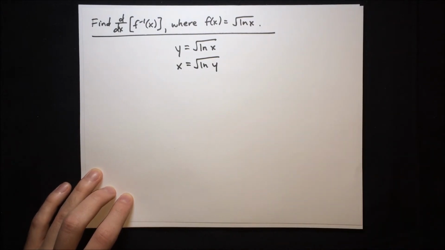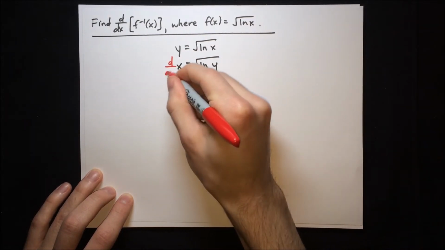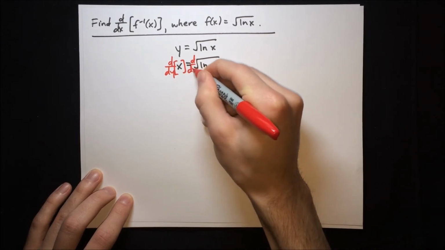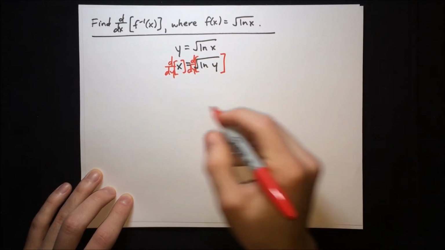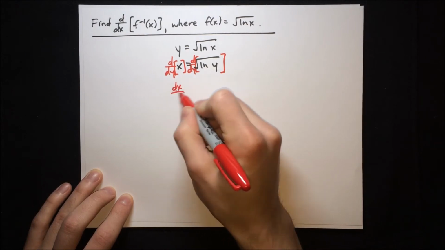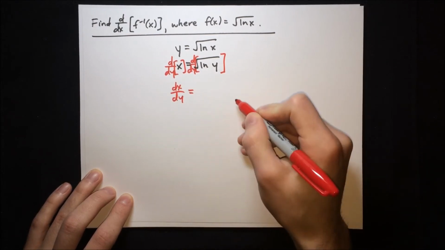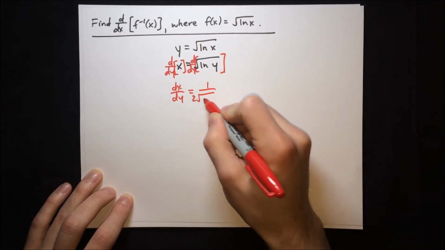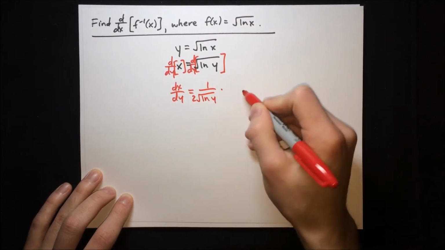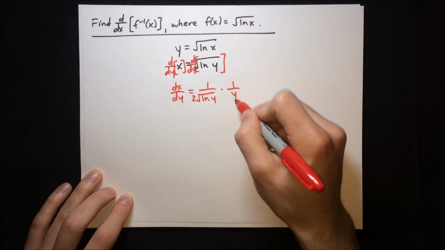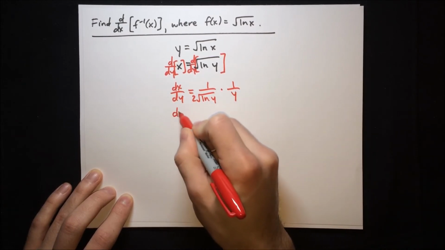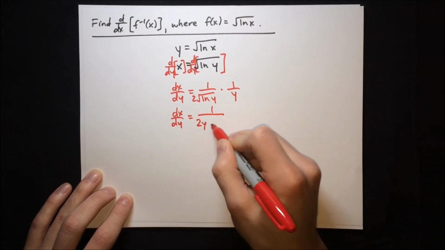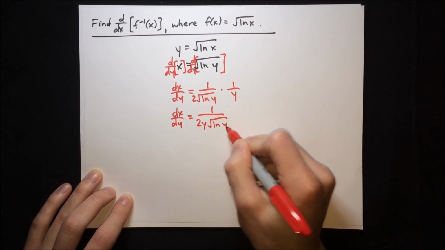All right, now we differentiate with respect to y on both sides. d/dy, both sides. And this side becomes dx/dy. The right side becomes, what is this? This is 1 over 2 root ln y times the derivative of natural log, which is 1 over y. So dx/dy equals 1 over 2y root ln y.